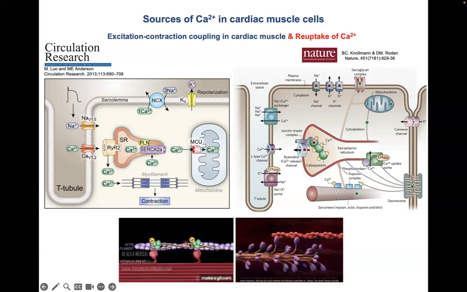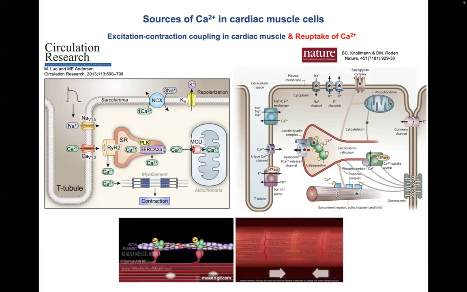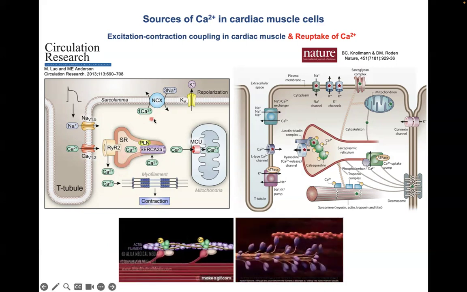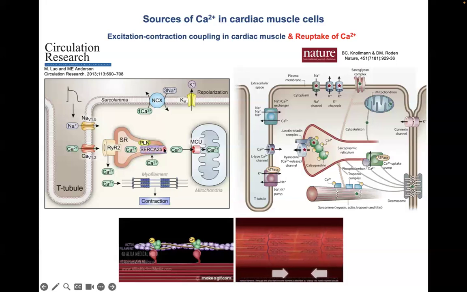So then we can trigger the cross-bridge cycle, the contraction. At the end of the contraction, the cardiac muscle has to relax. So we need to bring calcium back into the sarcoplasmic reticulum and back out of the cell. Into the sarcoplasmic reticulum is achieved by the action of SERCA, which is a calcium pump.